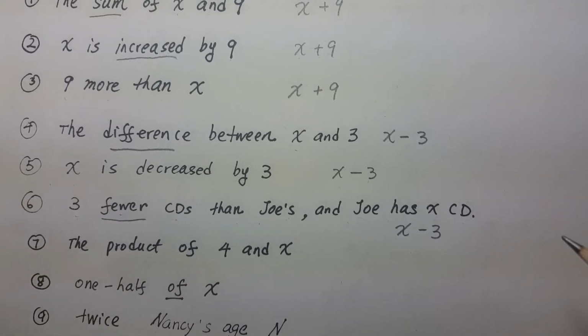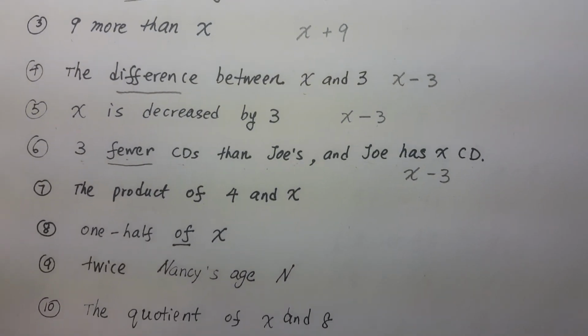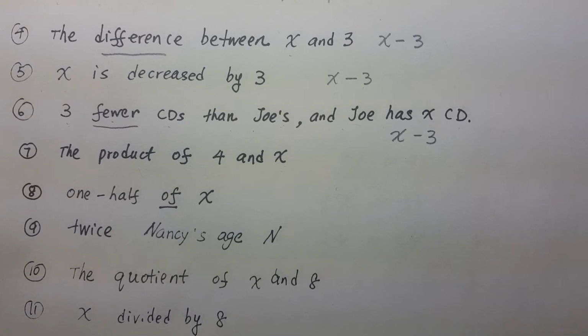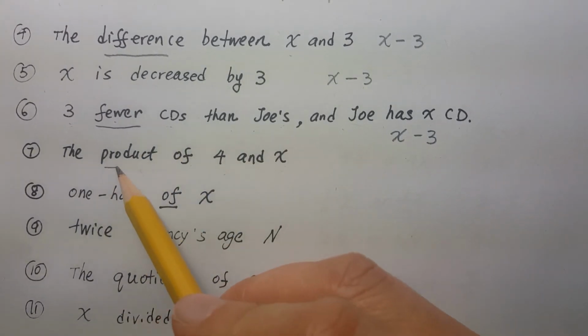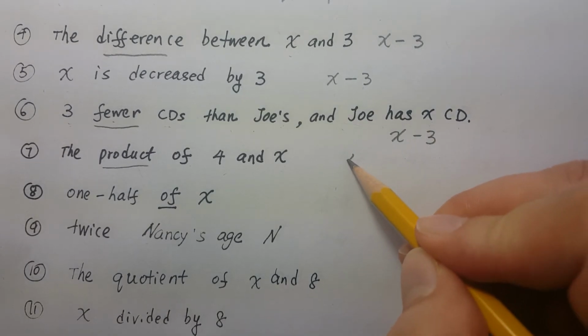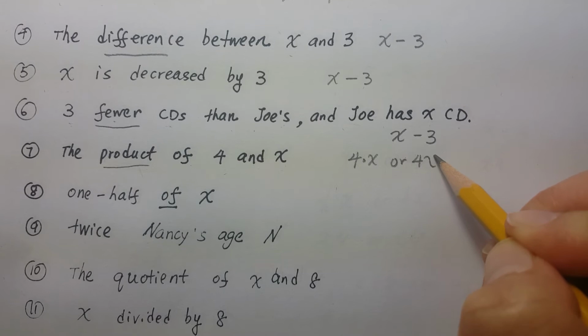Now we finish the addition and subtraction. So next we go to number 7, multiplication. The product of 4 and x. Product means multiplication. So we get 4 times x, or 4x.